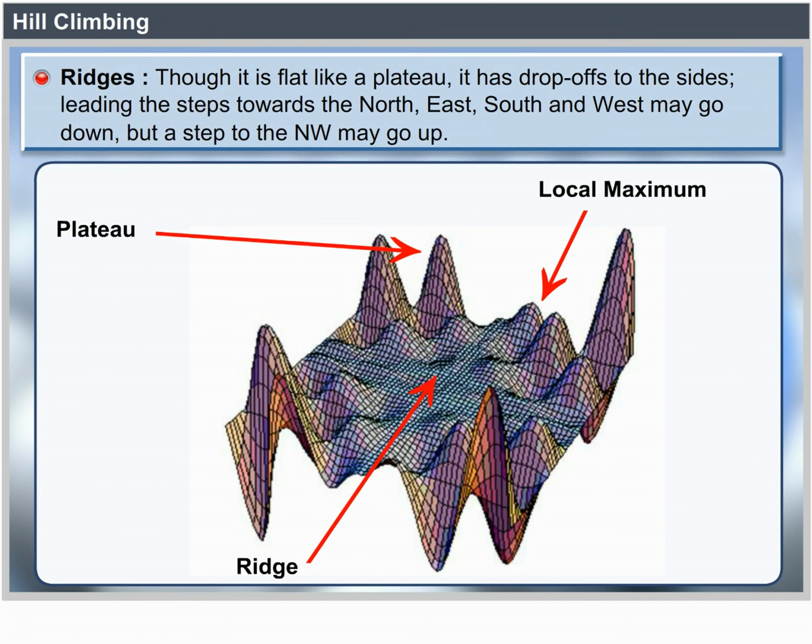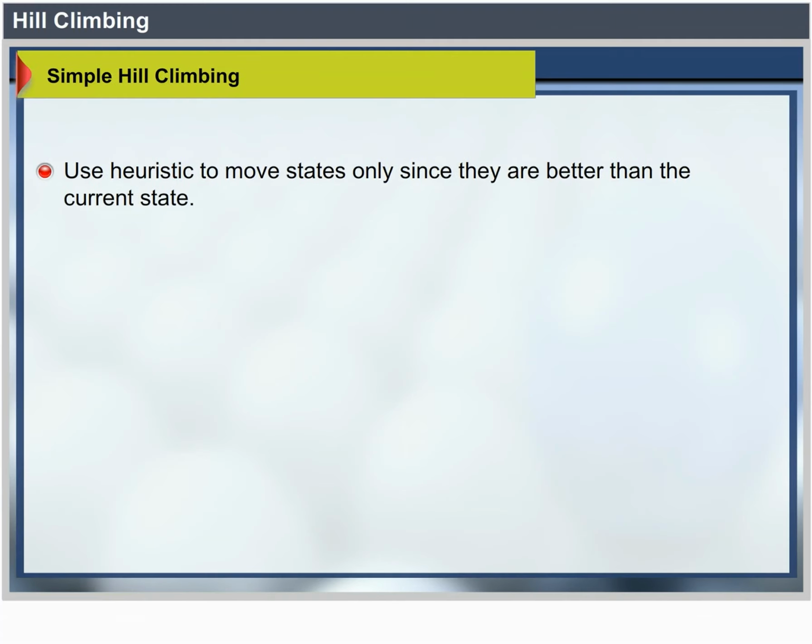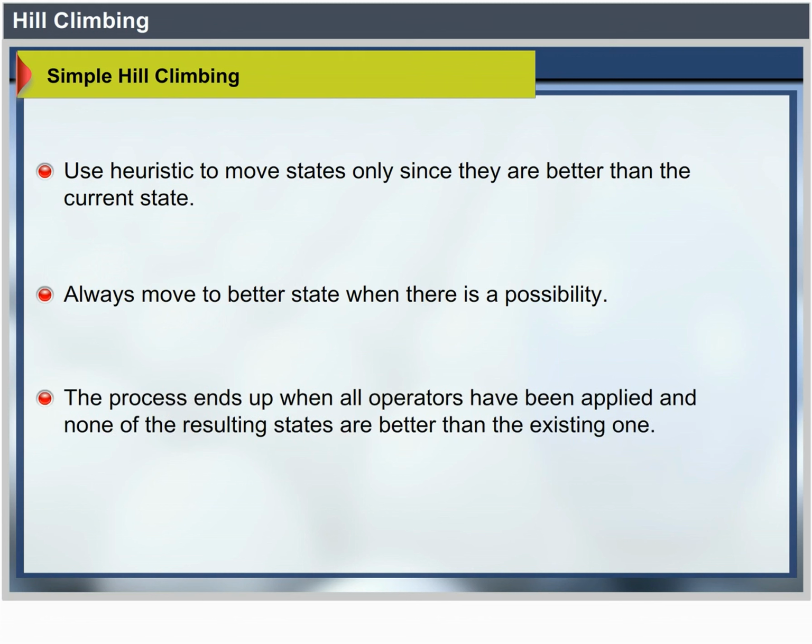Leading the steps towards the north, east, south and west may go down, but a step towards the northwest may go up. Simple hill climbing. Use a heuristic to move states only when they are better than the current state. Always move to a better state when there is a possibility. The process ends when all operators have been applied and none of the resulting states are better than the existing one.